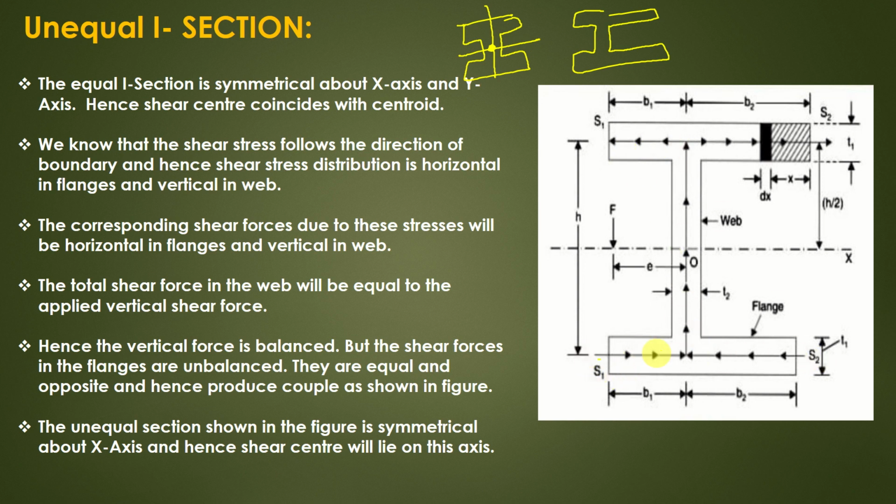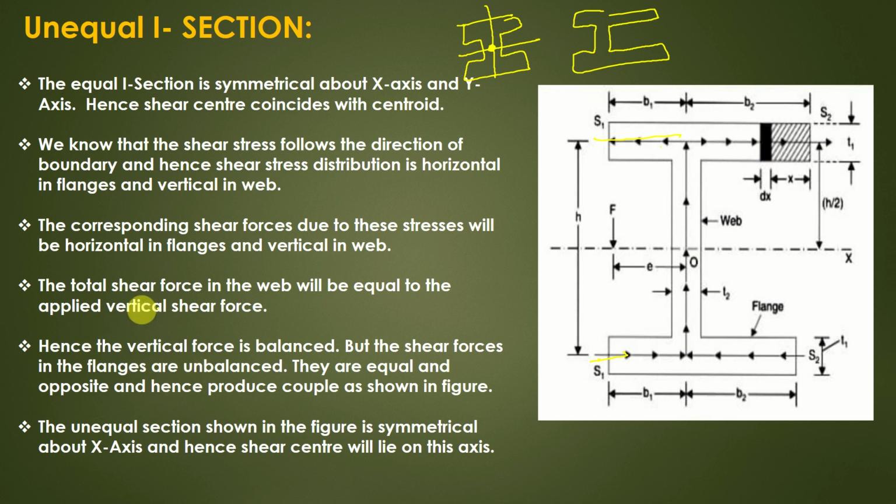So here let me say S1 is a force. This is simply two channel sections. This is one channel section and this is another channel section. These together form the unequal I section. For this shear force, I have taken S1 for this, and this is S2. T1 is the thickness of the flange, T2 is the thickness of the web. As with the channel section, the corresponding shear forces due to these stresses will be horizontal in the flanges and vertical in the webs. You can see the shear flow is horizontal in the flange and vertical in the web.